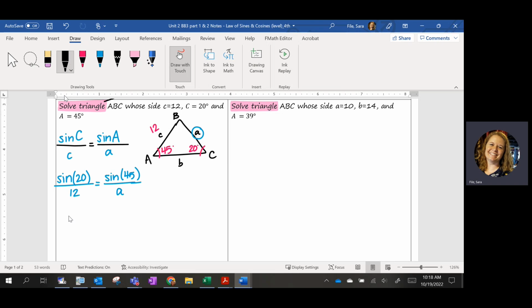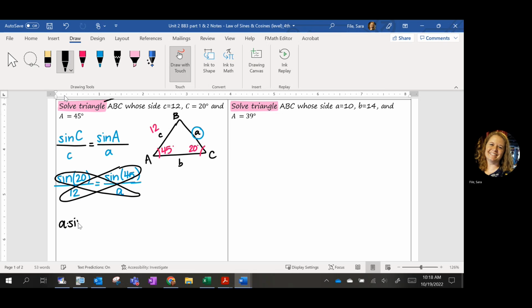Yeah, cross multiply. Some of you may have heard it called the butterfly method. You're multiplying those that are diagonal from each other. So A times sine of 20 is equal to 12 times sine of 45. Yes, you could put sine of 20 times A and sine of 45 times 12. The order that you put them technically doesn't matter.